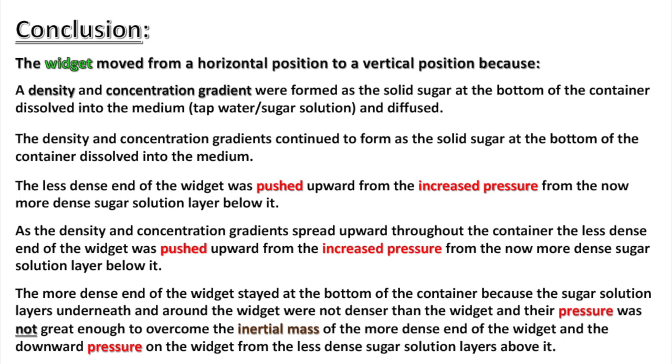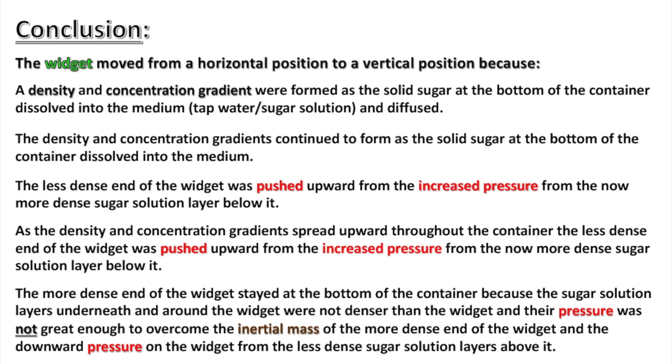Conclusion. The widget moved from a horizontal position to a vertical position because a density and concentration gradient were formed as the solid sugar at the bottom of the container dissolved into the medium, tap water, sugar solution, and diffused. The density and concentration gradients continued to form as the solid sugar at the bottom of the container dissolved into the medium. The less dense end of the widget was pushed upward from the increased pressure from the now more dense sugar solution layer below it.